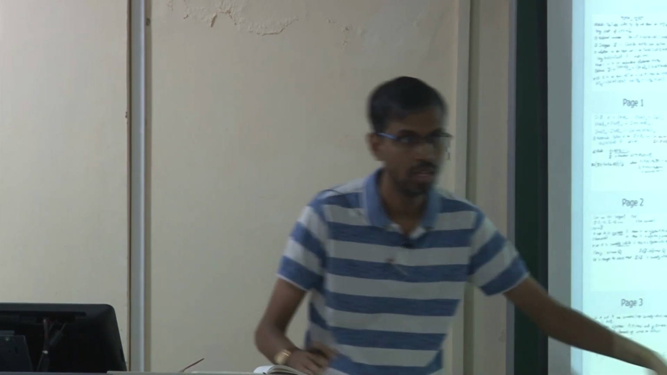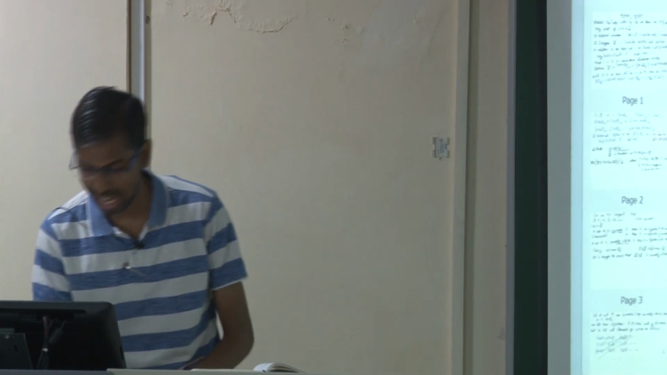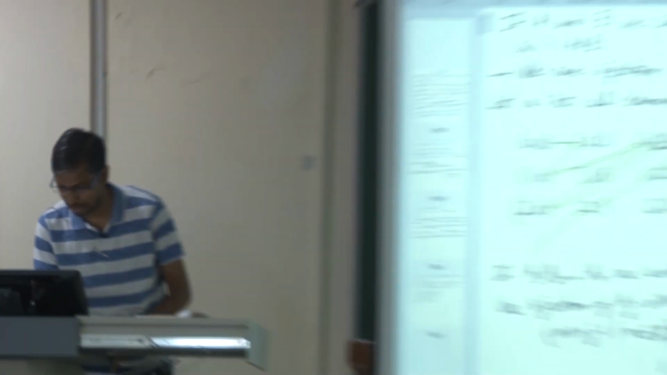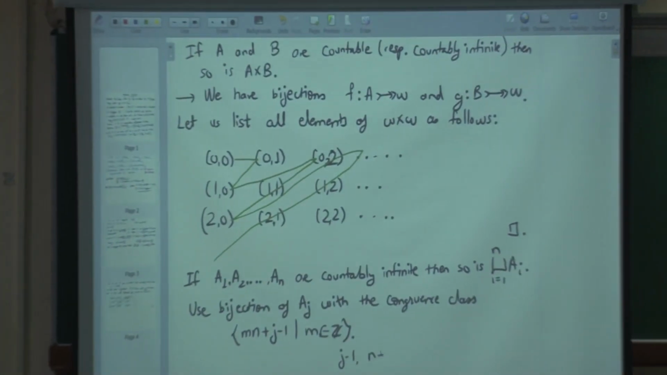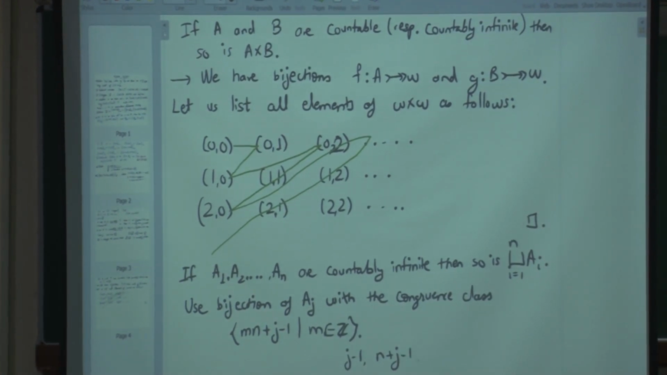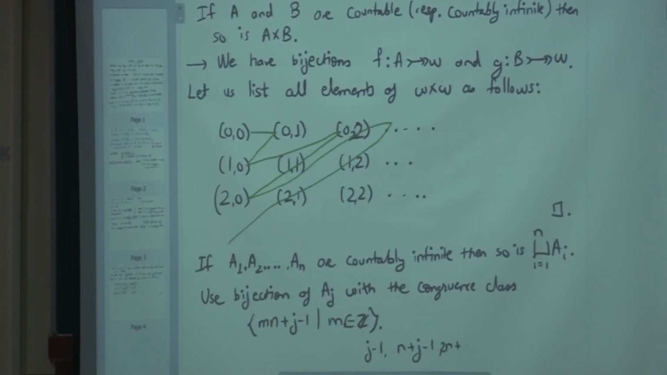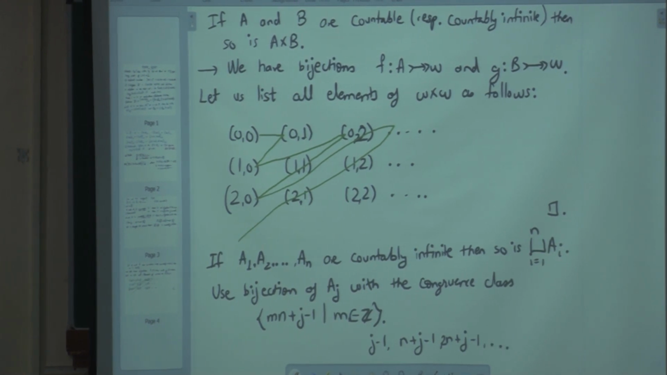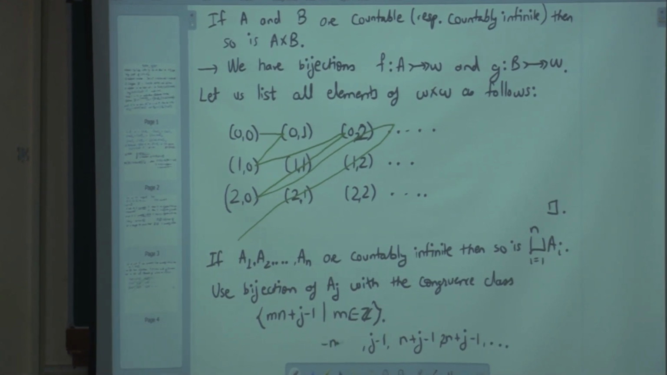So this is precisely, I mean, I can list all the elements. This is j minus 1, then n plus j minus 1, then 2n plus j minus 1, and so on. Here it is minus n plus j minus 1, minus 2n plus j minus 1, and so on. So how are we using this set?